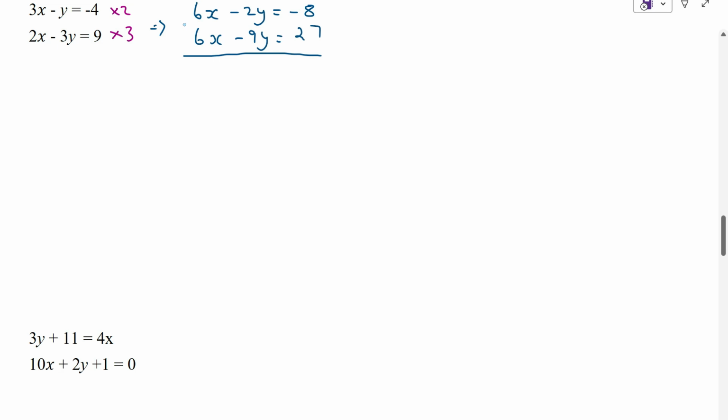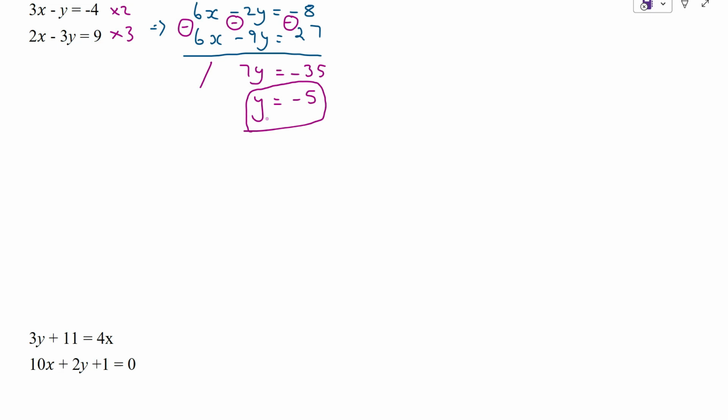Okay, so now we've got this set of coefficients matching. Now to cancel these two, we just need to simply minus. So we're going to minus here, minus here, minus here. So we always start off with the matching set of coefficients and we apply that to the rest of the terms in the equation. Okay, this is going to be 0. Minus 2 minus minus 9 gives us 7y. Minus 8 minus 27 gives us minus 35. y therefore equals minus 5.